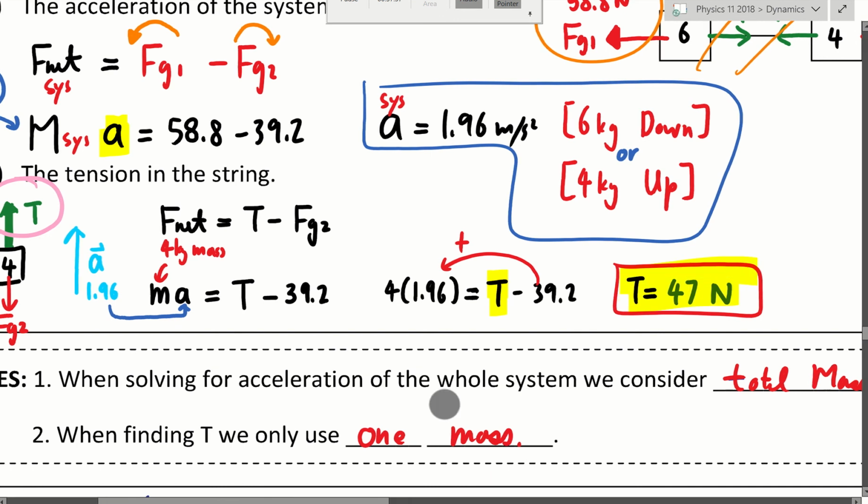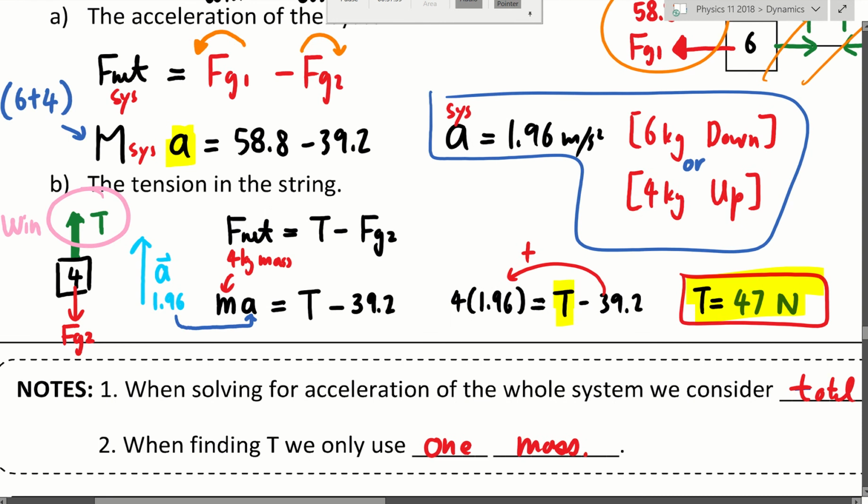It doesn't matter if you pick the 6 kilogram box. Now, if you want to, for the sake of practicing, go ahead and do this exact question with the 6 kilogram box, you get 47. So that's why it doesn't matter which one. Just pick one.